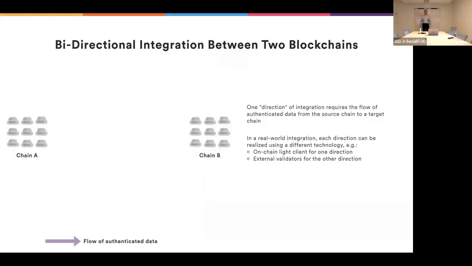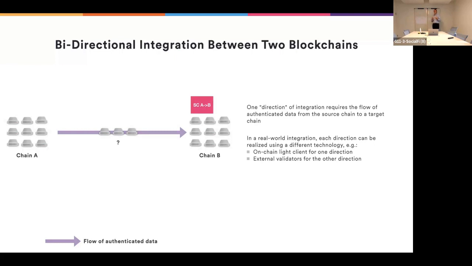So overall, if you want to integrate two chains, chain A and chain B, we need two directions of authenticated data flow. These arrows here indicate one direction of authenticated data flow, like from chain A to chain B. Let's say chain A is Ethereum, chain B is the Internet Computer. This would mean that the Internet Computer can read things from Ethereum.